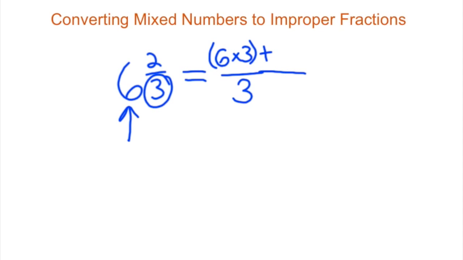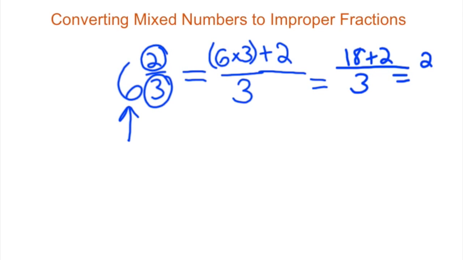And then I need to remember to add in my other number part, so my numerator of 2. Now when I solve, I'm going to do 6 times 3, which is 18, plus 2 over 3, or 20/3. That would be how I would write that as an improper fraction.